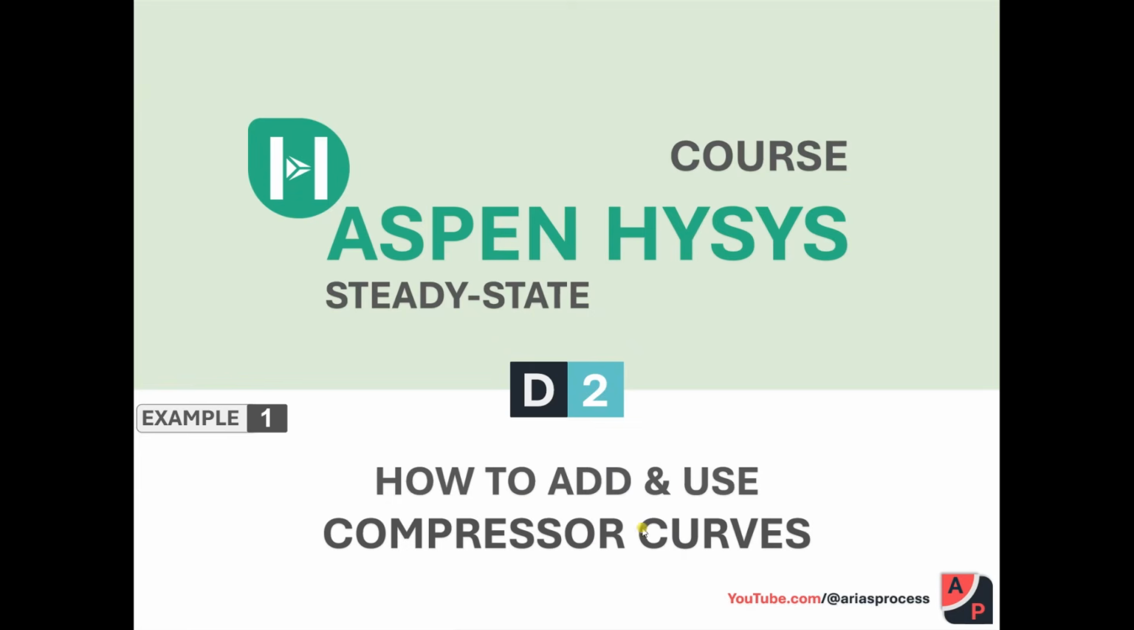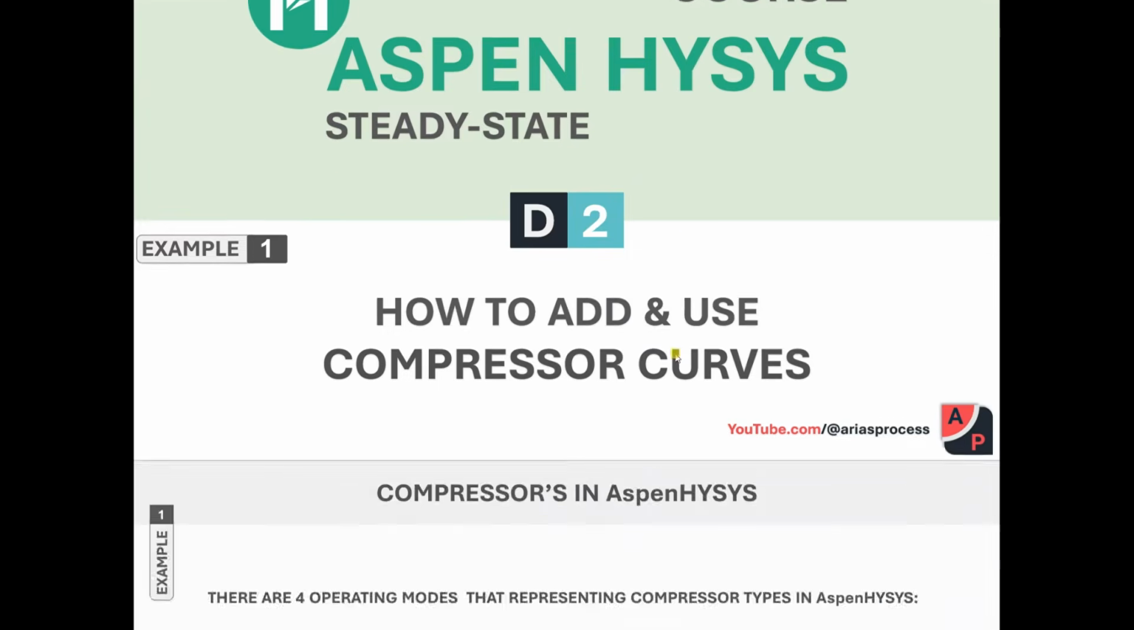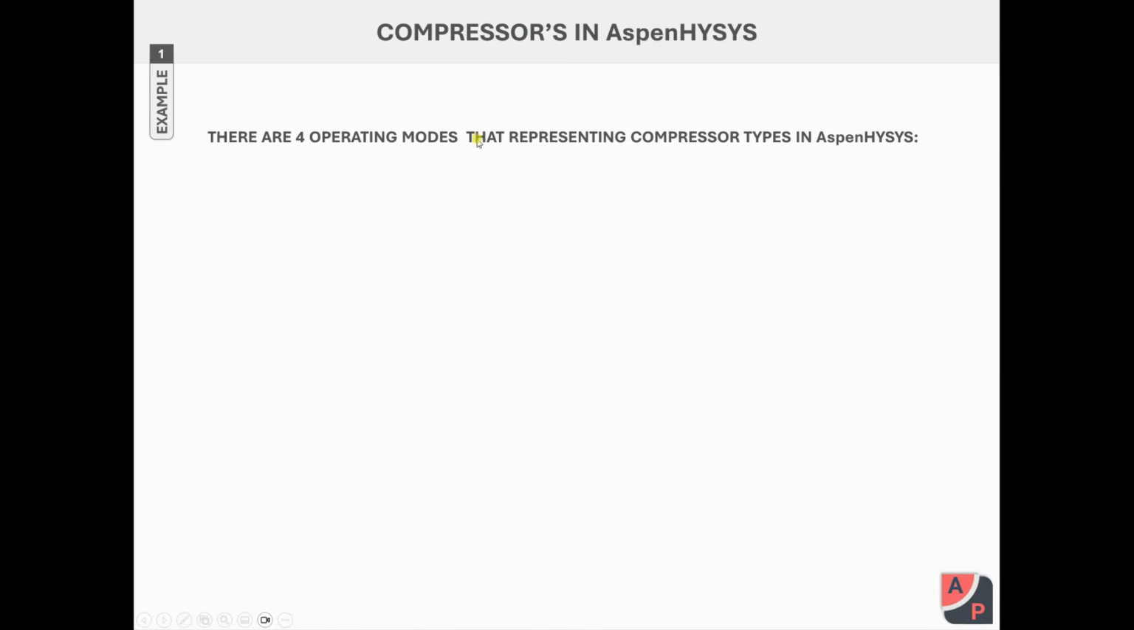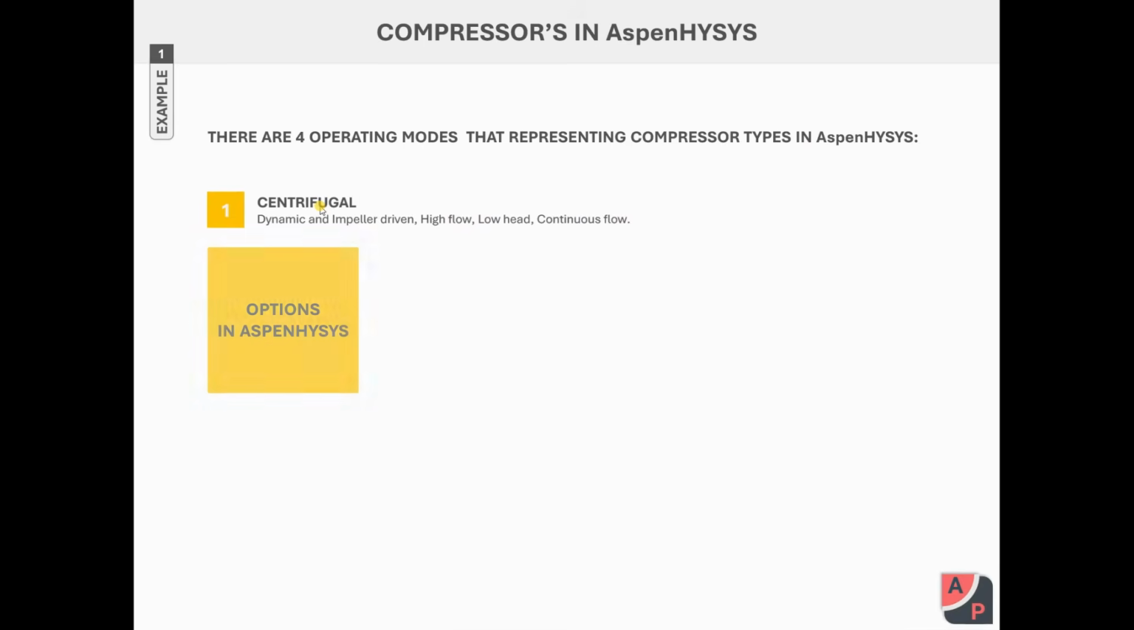How to add and use compressor curves in Aspen HYSYS. There are 4 operating modes that represent compressor types in the software. The first one, and the most common one, especially for large production facilities, is the centrifugal compressor.